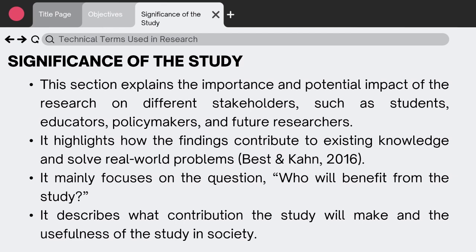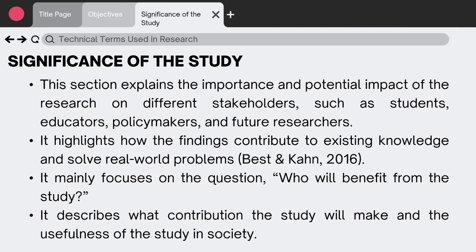Okay. Next one is the significance of the study. This section explains the importance and potential impact of the research on different stakeholders, such as students, educators, policymakers, and future researchers. It highlights how the findings contribute to existing knowledge and solve real-world problems. It mainly focuses on the question, who will benefit from the study? It describes what contribution the study will make and the usefulness of the study in society.